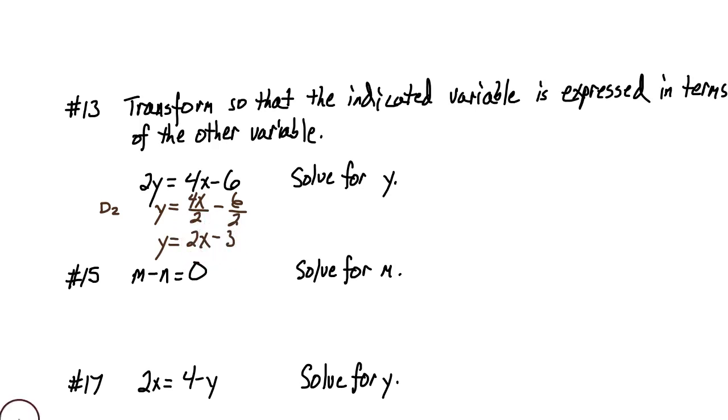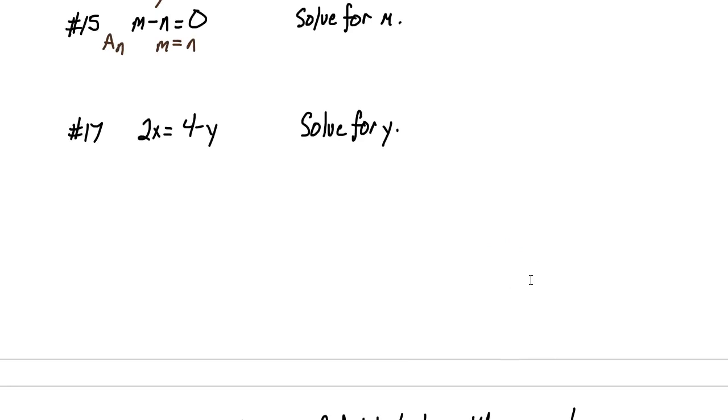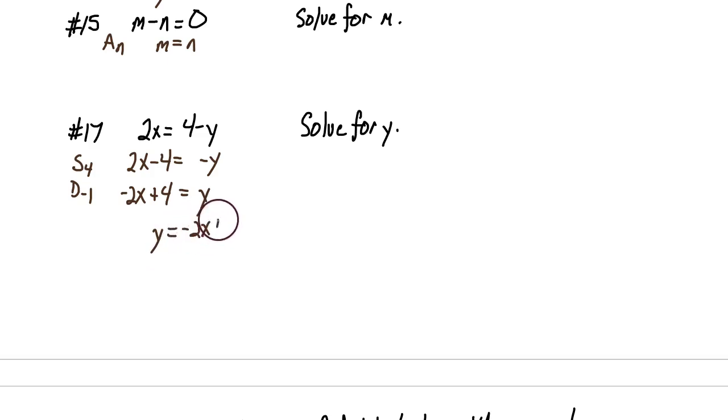Number 15, solve for m. Looks like all we need to do is add the n term to move it to the other side. We get m equals n. Number 17, solve for y. Let's subtract 4 from both sides. We get 2x minus 4 equals negative y. Then divide everything by negative 1. Negative 2x plus 4 is equal to positive y. We have solved for y. If it bothers you that the y is on the right side, then use the symmetric property to reverse the sides.